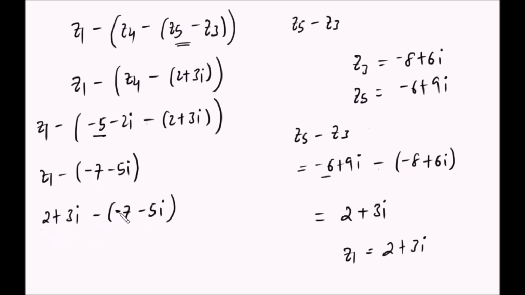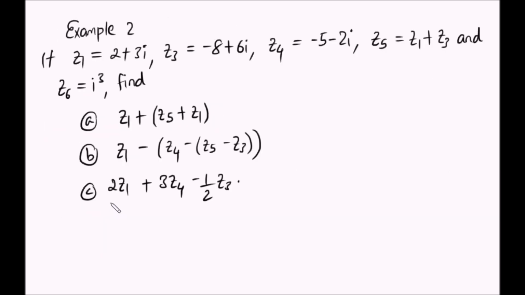So 2 minus negative 7 you get 9. 3i minus negative 5i you get 8i. So this is the answer for part B. 9 plus 8i. Let's see part C now.